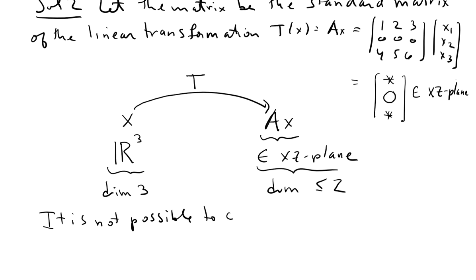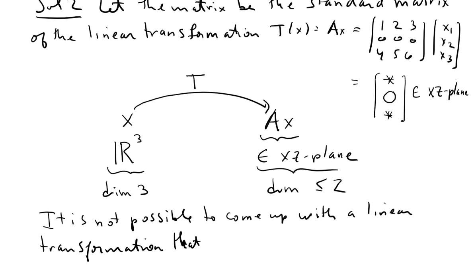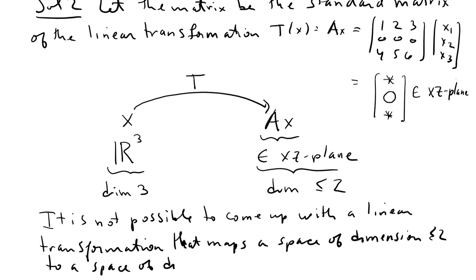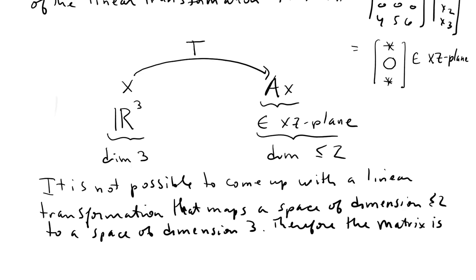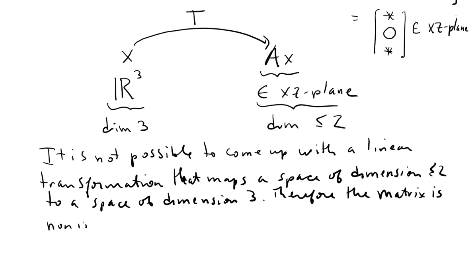So we'll write, it is not possible to come up with a linear transformation, which would be the inverse transformation we're looking for, which doesn't exist, that maps a space of dimension 2 or less to a space of dimension 3. Therefore, the matrix is non-invertible.